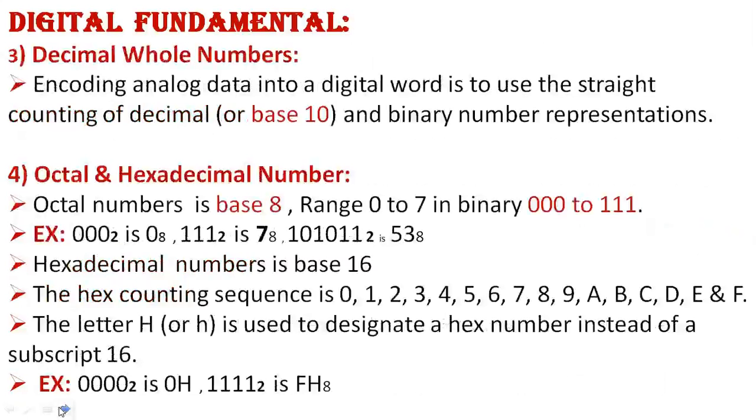Next one is the decimal whole number. Here, encoding analog data into a digital word uses straight counting, that is base 10, and binary numbers. And next one is the octal and hexadecimal numbers.